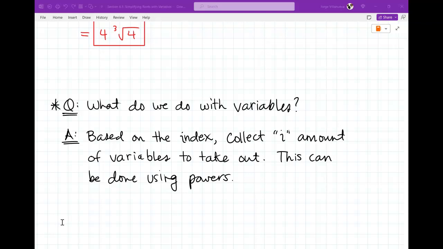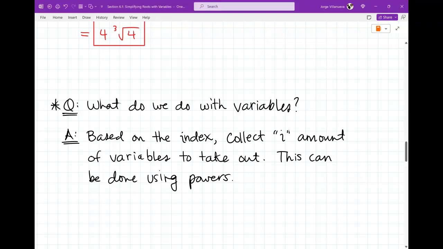Collect index amount of variables to take out. So if it was a square root and you see x and x, you see a pair of them, that means you can circle them and get rid of them. A single one comes out. Or if you see an x squared, I put right here, this can be done using powers. If your index and your power match, that means you can remove it. Okay? So if your index and your power match, you can remove it.